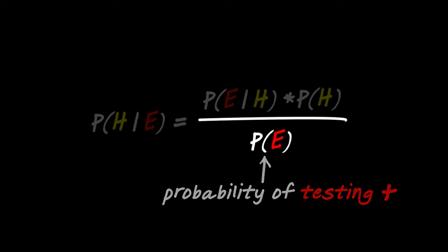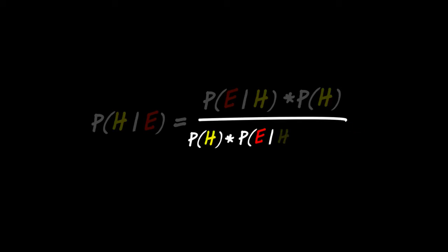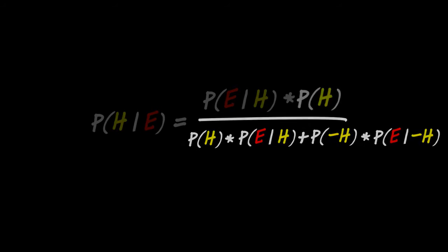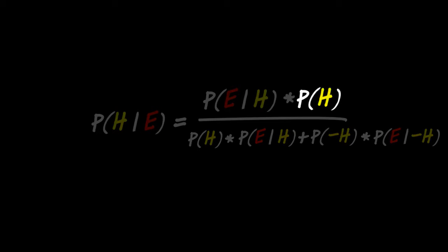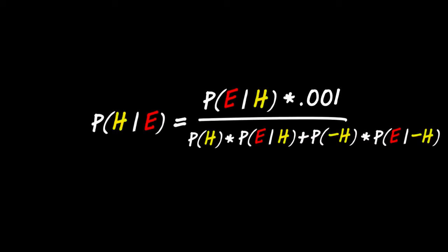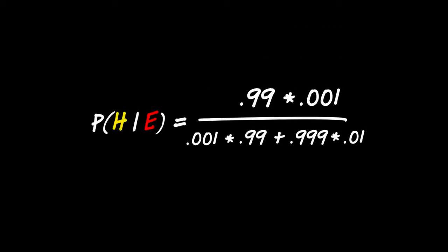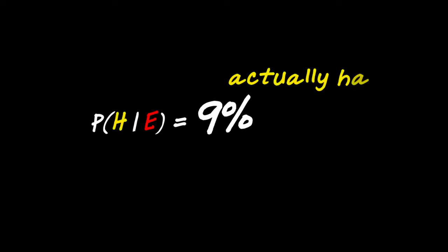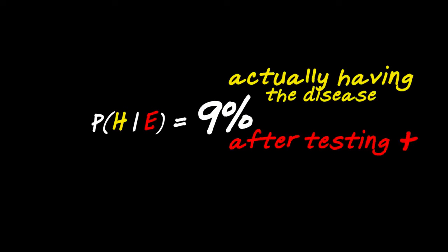This term is a combination of your probability of having the disease and correctly testing positive, plus your probability of not having the disease and being falsely identified. The prior probability that a hypothesis is true is often the hardest part of this equation to figure out, and sometimes it's no better than a guess. But in this case, a reasonable starting point is the frequency of the disease in the population, so 0.1%. And if you plug in the rest of the numbers, you find that you have a 9% chance of actually having the disease after testing positive.